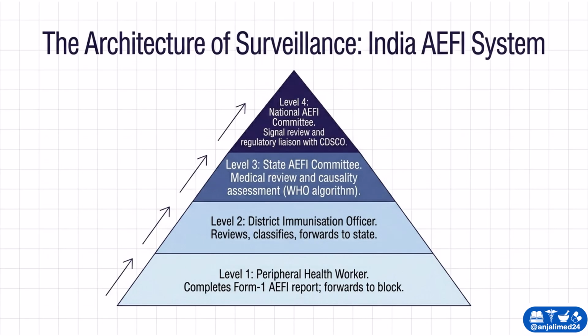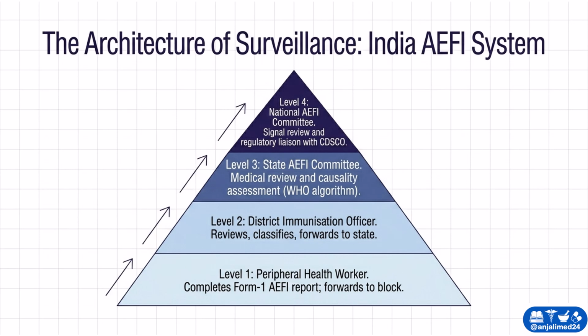Healthcare workers, nurses, vaccinators, and peripheral staff are often the first individuals to identify an adverse event following immunization. At this stage, the health worker documents the event using the official Form 1 AEFI reporting format and forwards the report to block or district level for further review. This level is extremely important because the quality of the entire surveillance system depends heavily on accurate early reporting. If adverse events are not recognized or documented properly at the grassroots level, signals may never enter the surveillance pipeline.